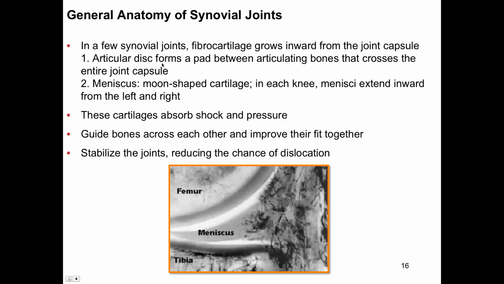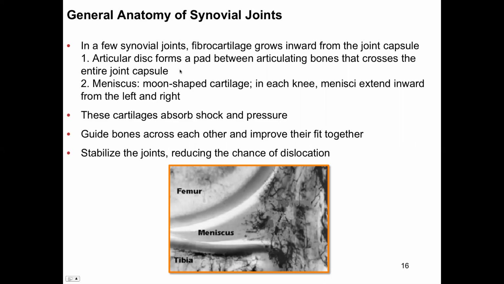These are going to be made up of fibrocartilage that forms a pad between them. And a really good example is between the femur and the tibia. Here's a meniscus. I don't know what kind of image this is, I don't know if it's an x-ray or what it is, but you can really see how this meniscus is really helping the form between the femur and the tibia. That's what we have here.